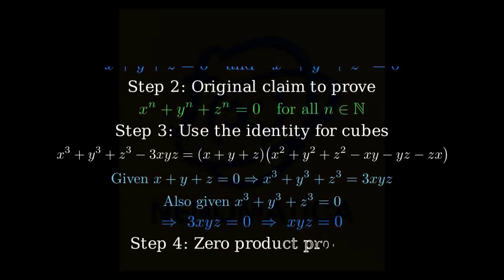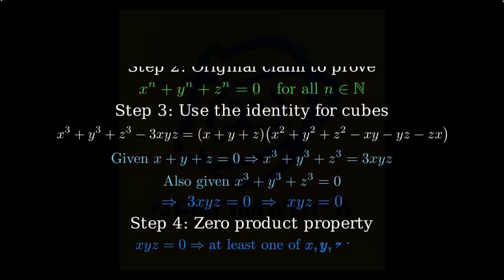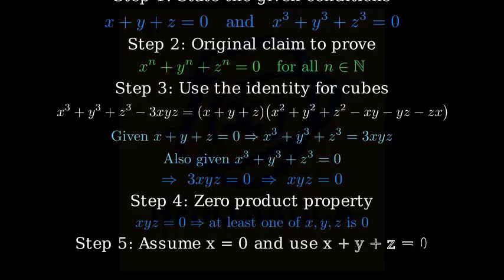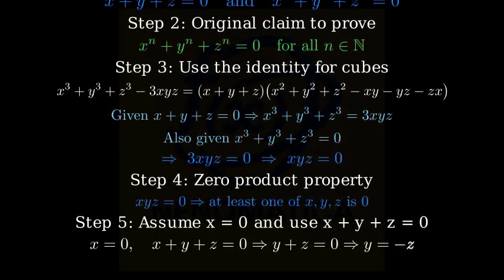Step 4. Zero product property. If xyz equals 0, at least one of x, y, or z is 0. Step 5. Without loss of generality, assume x equals 0. Then from x plus y plus z equals 0, it follows that y plus z equals 0, so y equals negative z.